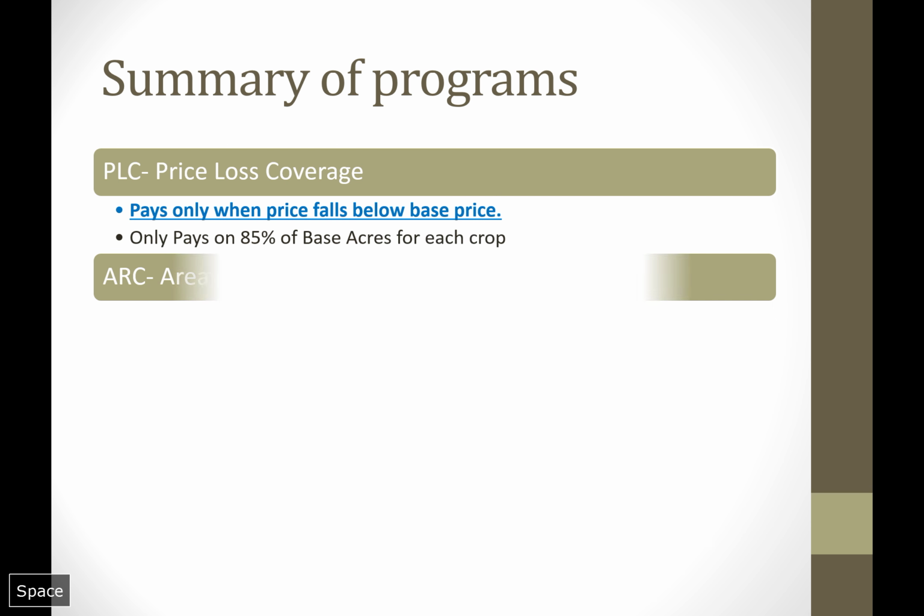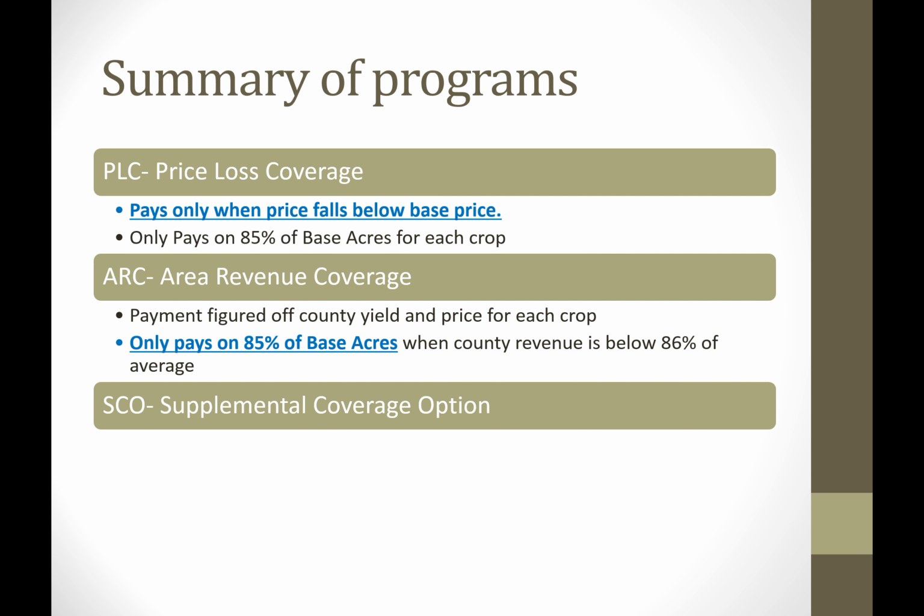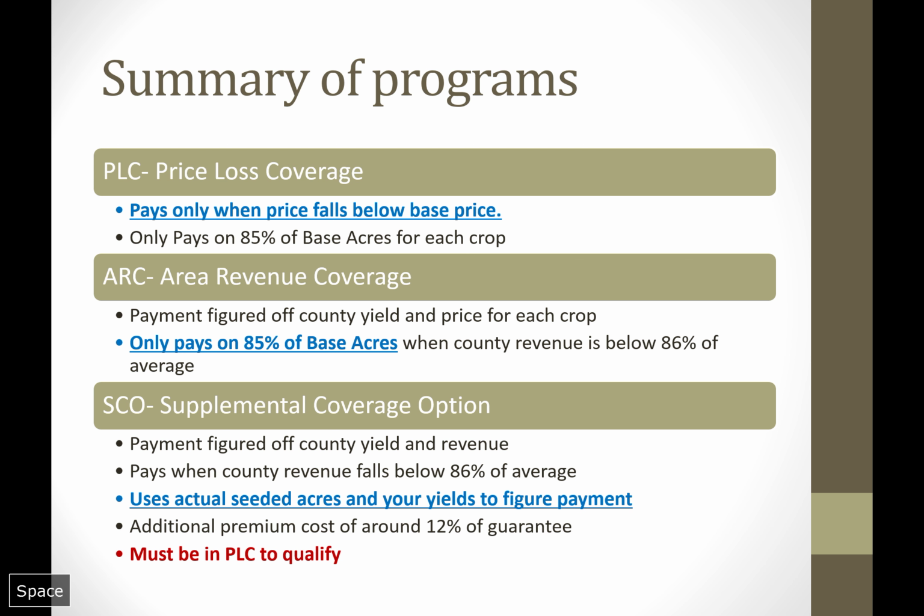So there's multiple programs you could pick from, right? There was PLC and ARC at the FSA. So for last fall, or this spring possibly, you guys had to pick either PLC or ARC, and then you're going to be locked into that for at least 5 years of the farm bill here. So if you picked ARC, that's what you're going to be in at the FSA for 5 years, and you won't be eligible for SCO. If you pick PLC, then you'll also be eligible for the supplemental coverage option through us.